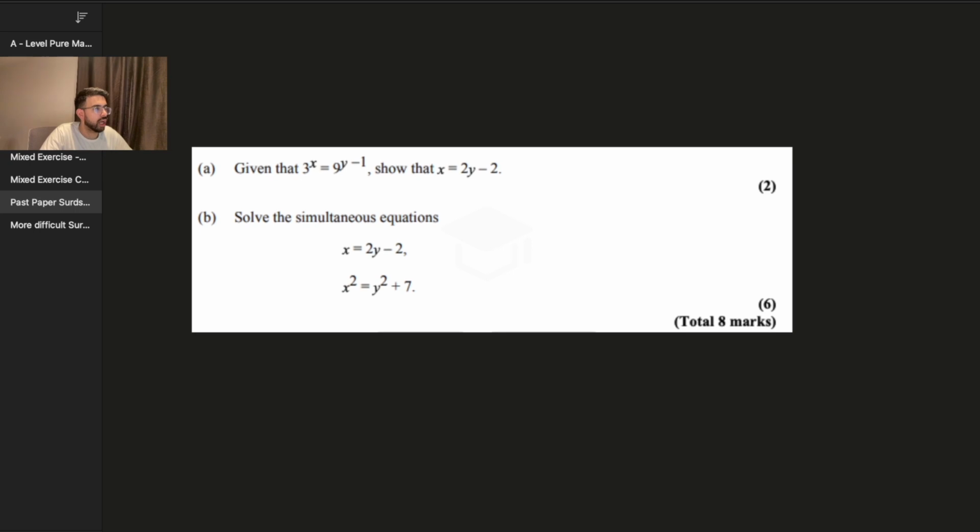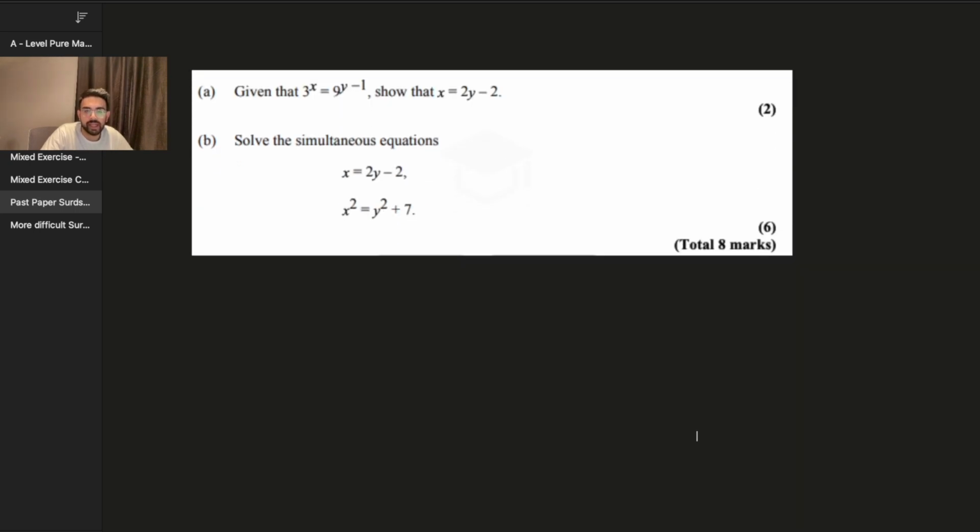Okay, this is our last question. And here it's a little bit of a challenge, but we can do it. If you look closely, you can spot that 9, we need to convert that into the 3. And how we can do this is by essentially writing as 3 squared. So 3 to the power x is equal to 3 squared to the power y minus 1. We multiply out the powers, so it's going to be 3 to the 2y minus 2.